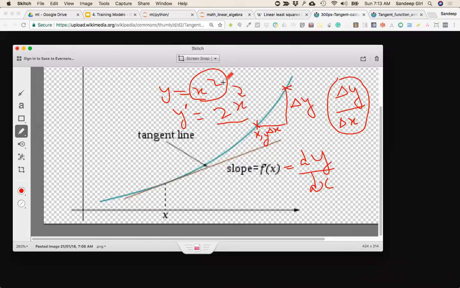Okay, so let's take a case of x square. Let's say this was x1, this is y1. So the new y is going to be x plus delta x, and the square of it, correct? Which means it's going to be x square plus 2 x delta x plus delta x square. Since delta x square is really tiny, we can ignore that part. Okay, so it's going to be x square plus delta x square plus 2x into delta x, correct?